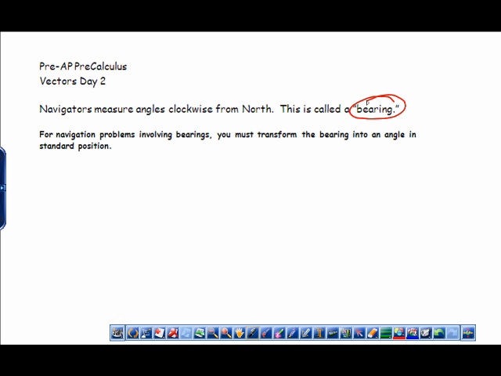Now, let's think about how we normally solve angles. Normally when we look at our axes, we start at 0 degrees and then we go counterclockwise. But bearing problems start at 90 degrees and then they go clockwise. Okay, so let's think about an angle, and let's just take the first quadrant. It would be the simplest case scenario.